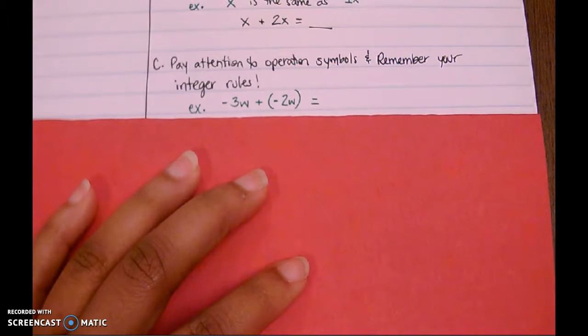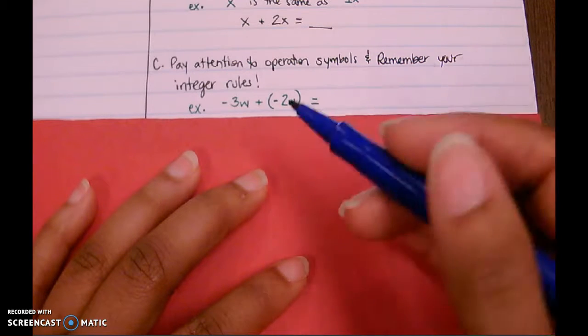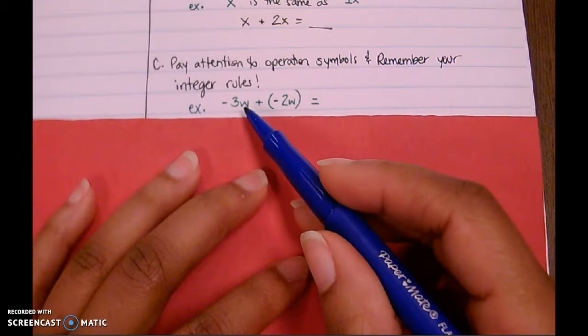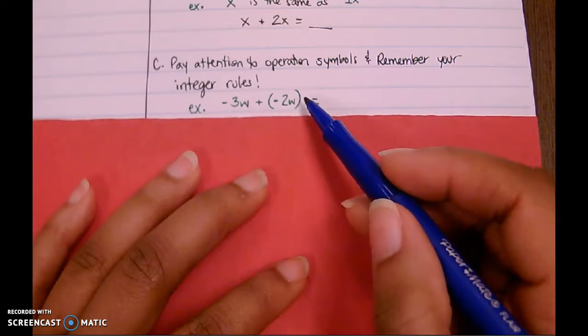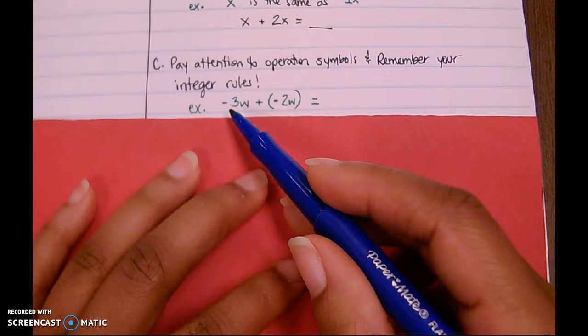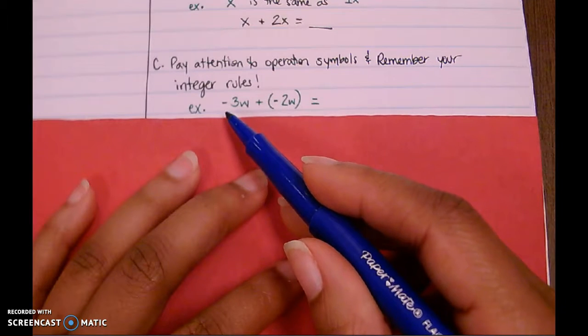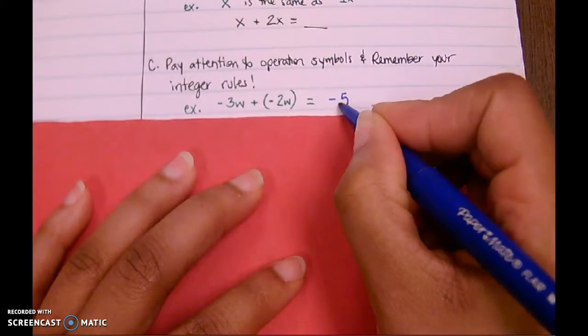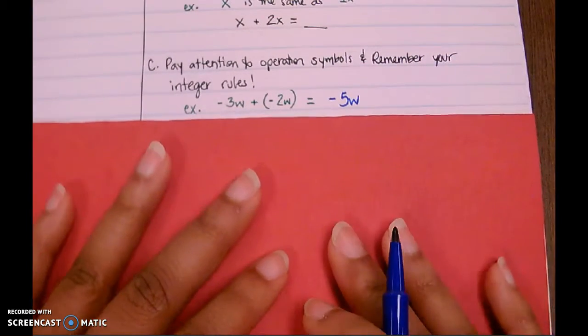For the first one, we have negative 3w plus negative 2w. And if I remember my integer rules correctly, same signs add and keep. So since I have the same signs, I'm going to add them and I'm going to keep their signs. So negative 3 plus negative 2 is going to give me negative 5w as my final answer.